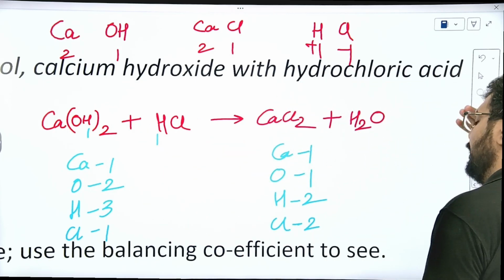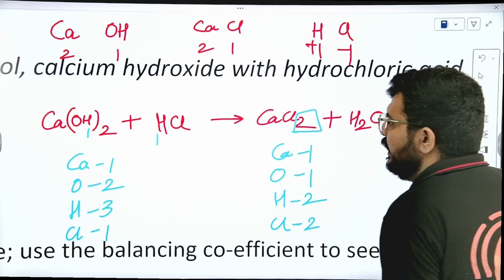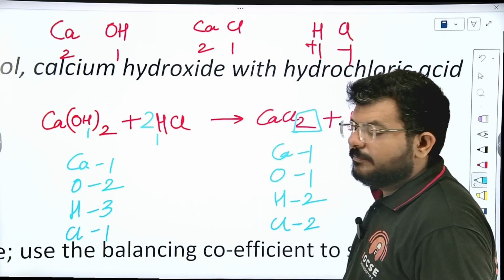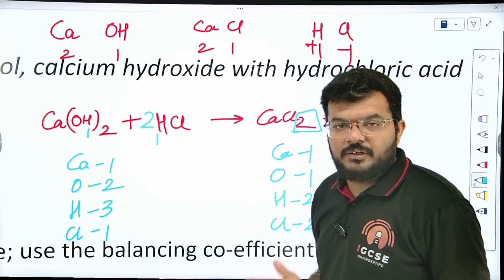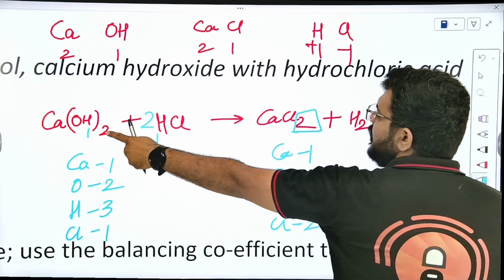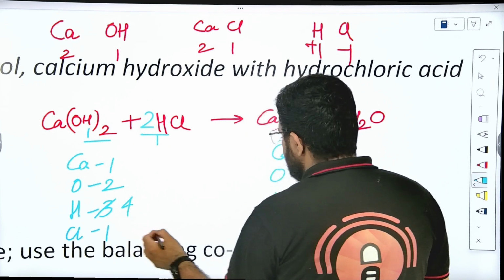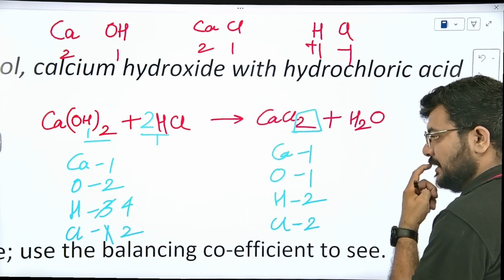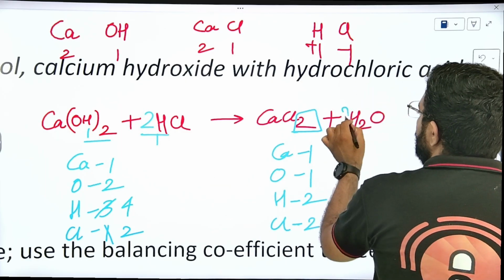Now nothing is available in its elemental form. So what I'll do, I know that chlorine is already 2 over here. There is no other option for me to write a 2, right? I have to, because if I want to increase the number of chlorine, I'll have to write a 2 over there. So as soon as I do that, hydrogen becomes 4, right? 2 plus 2, 4. So this also changes, and over here this also changes, but that hydrogen can be easily balanced.